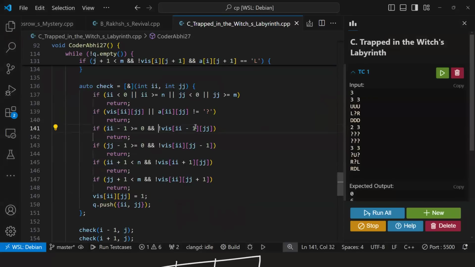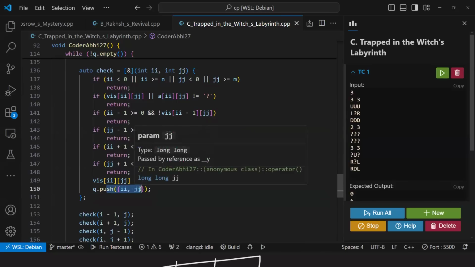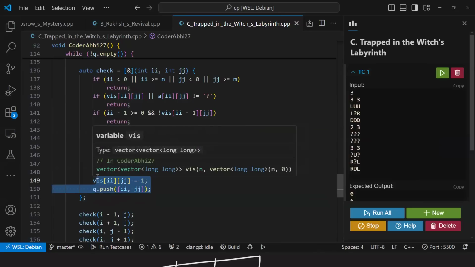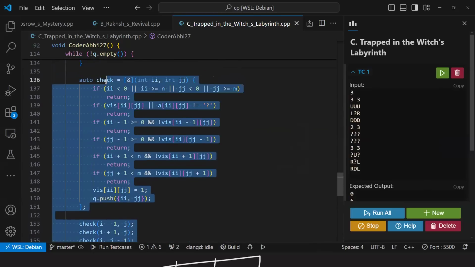If i minus 1, j is not visited, I return out. If i, j minus 1 is not visited, I return out. If i plus 1, j is not visited, I return out. If i, j plus 1 is not visited, I return out. Now, if all of them were visited, then I would not hit the return statement anywhere. Then I would mark ij as visited and push it into the queue. So ij was the position of my question mark. I would mark it visited and push it into my queue for the condition where all its adjacent elements were visited. Okay. I hope this extra check condition is clear to you.